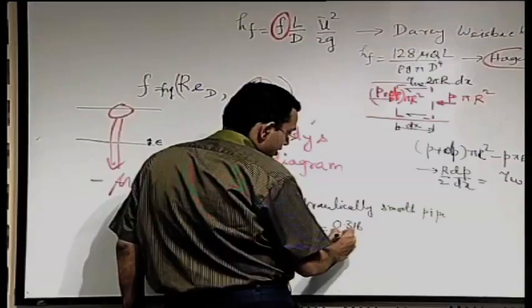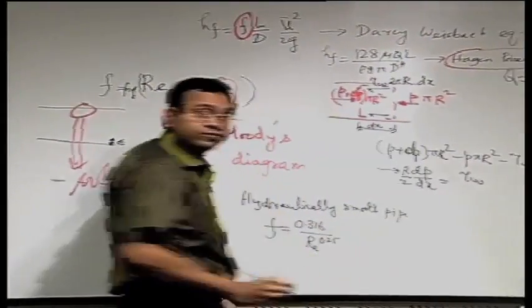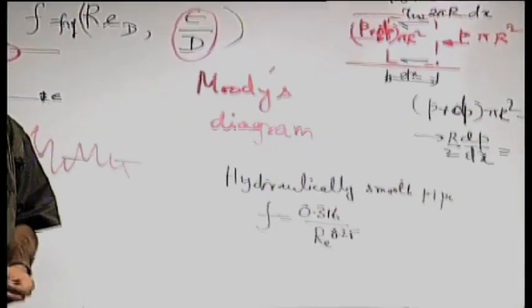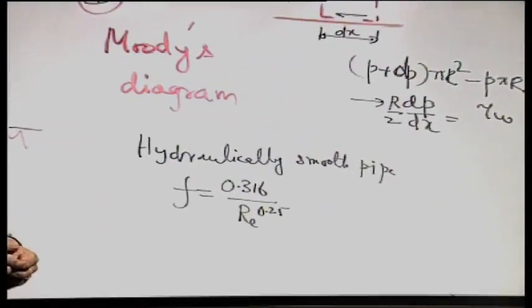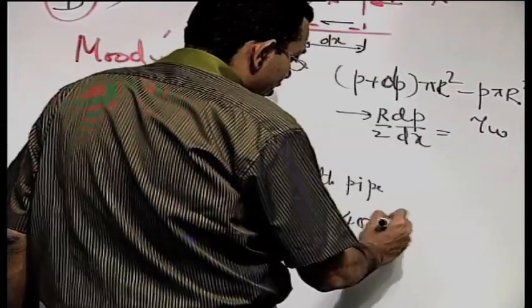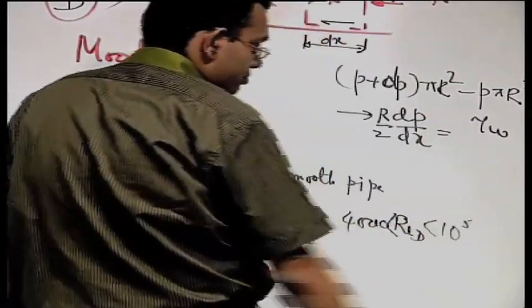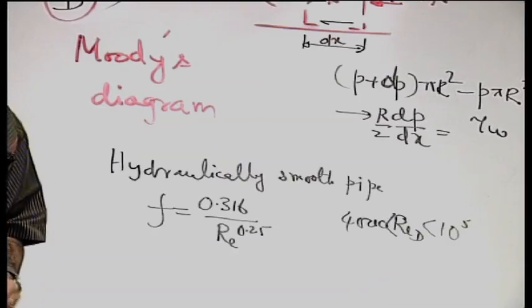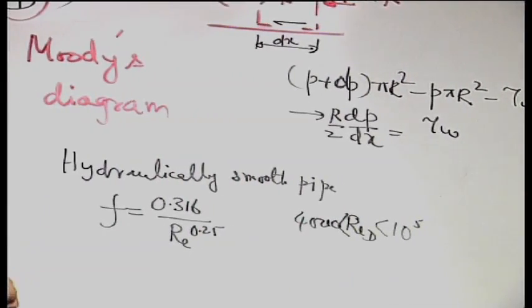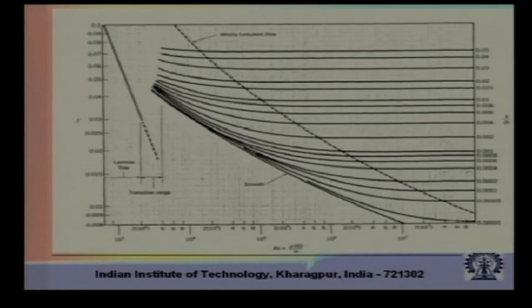f equals 0.316 by Reynolds number to the power 0.25. You have to remember that this is valid roughly between a Reynolds number of 4000 to maybe 10 to the power 5, of that order. That is represented by the smooth line that you are seeing in the diagram.